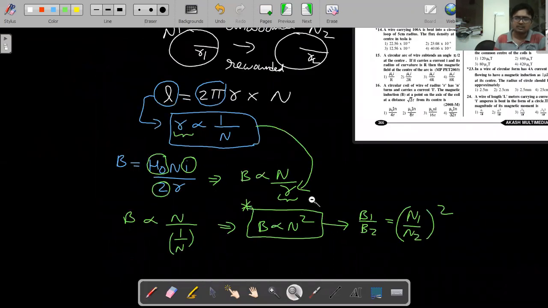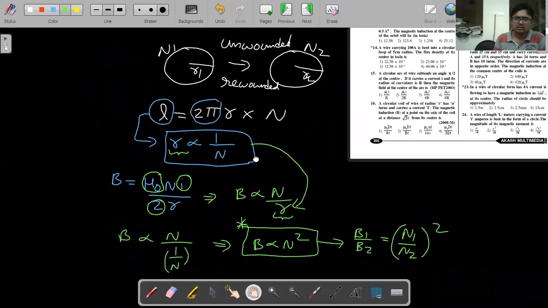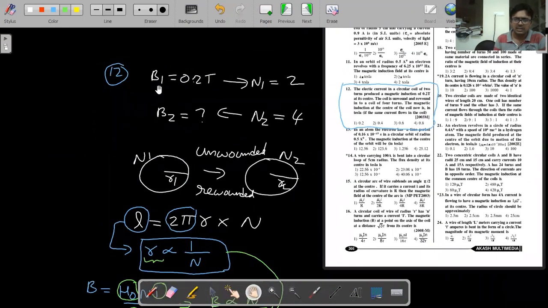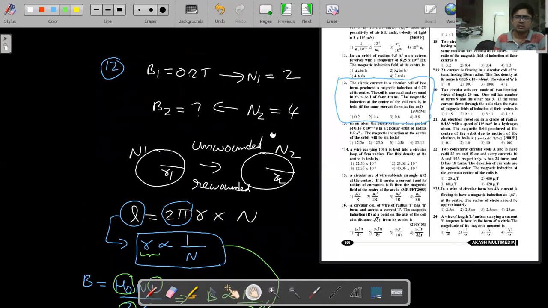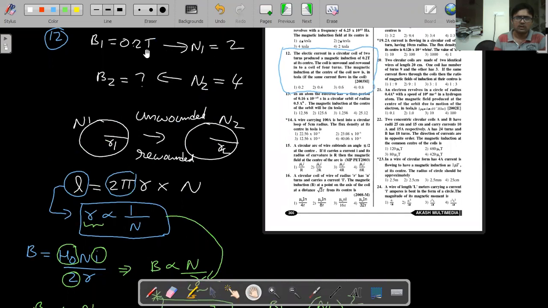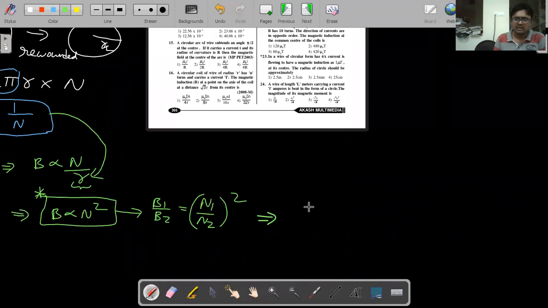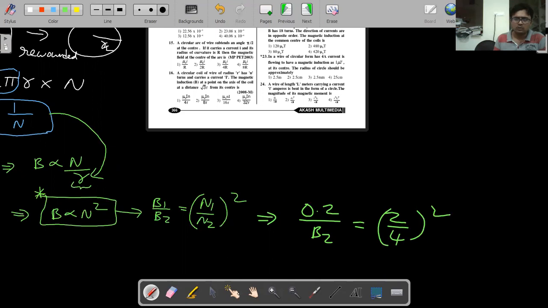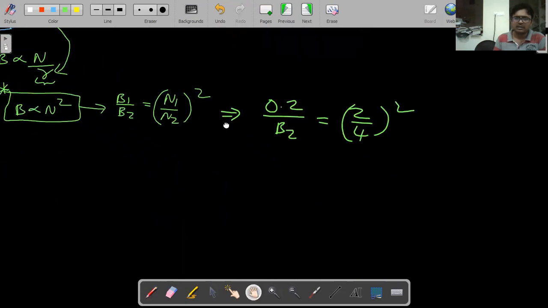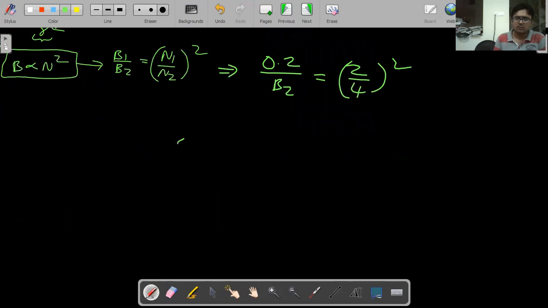Yes, sir. Now what happened? They have mentioned the B1 value with its number of turns, and the B2 value's number of turns. Let us substitute that data. B1 is 0.2, N1 is 2, N2 is 4. So 0.2 by B2 is equal to 2 by 4 whole square. That means 0.2 by B2 is equal to 1 by 2 whole square, which is 1 by 4.